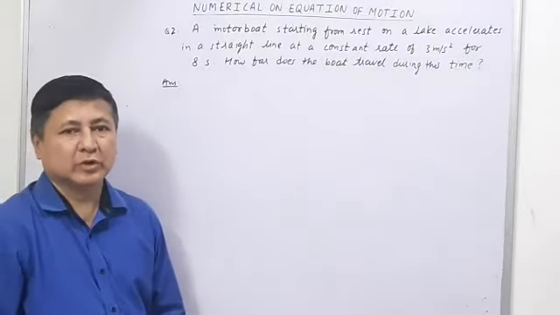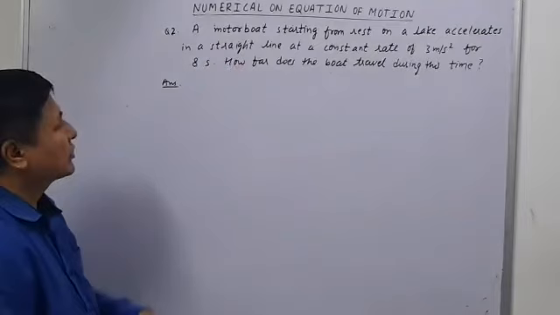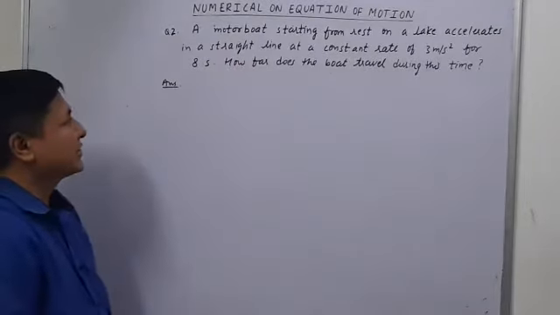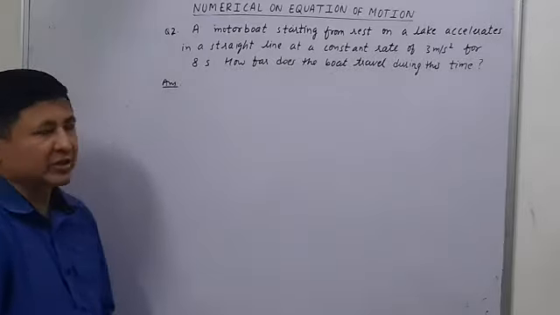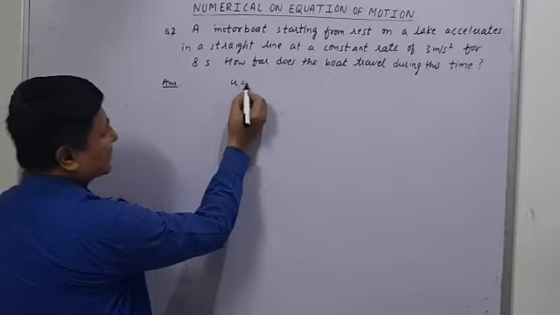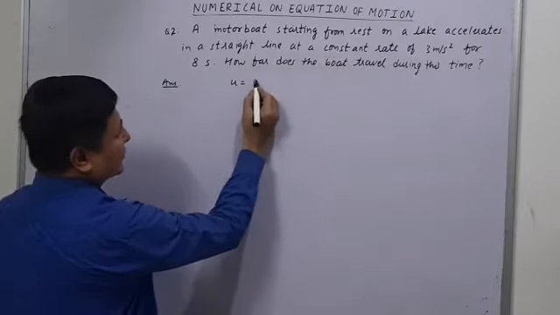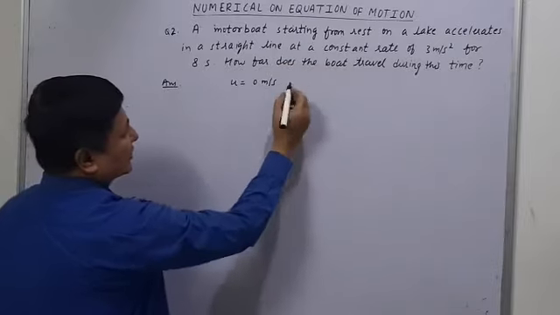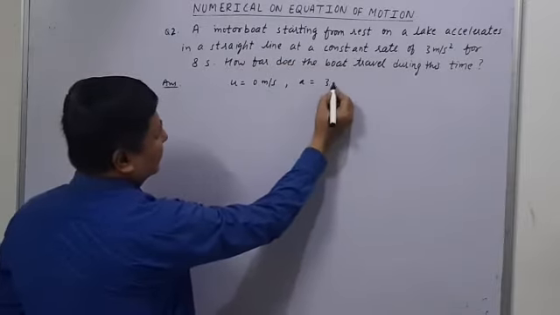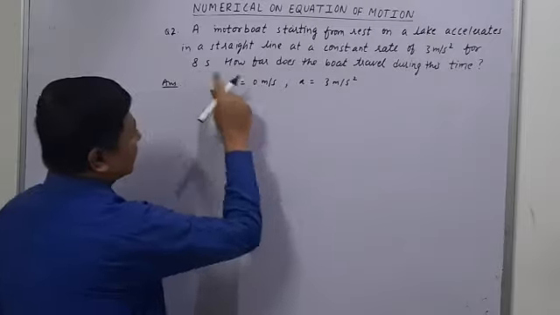Now let us do one more numerical. A motorboat starting from rest on a lake accelerates in a straight line at a constant rate of 3 meter per second square for 8 seconds. How far does the boat travel during this time? Initial velocity is given because it is starting from rest. Initial velocity is 0 meter per second, and acceleration is 3 meter per second square, and time is 8 seconds.